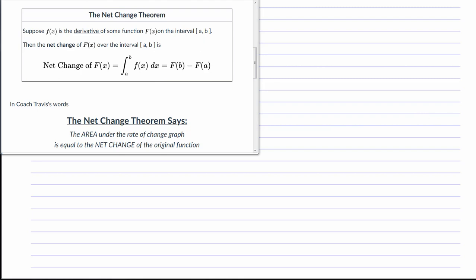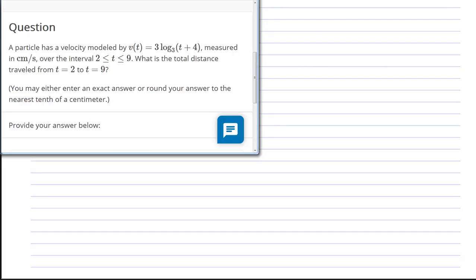I think that's the setup we need here. Thanks to the net change theorem, what this question is asking me to do is find the integral from 2 to 9 of, and I'll make this dt, the velocity function, which is 3 times the log base 3 of t plus 4.